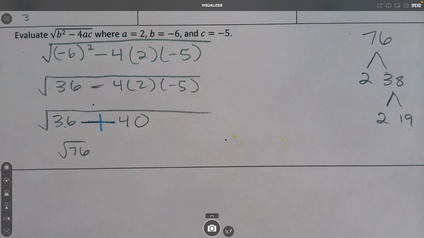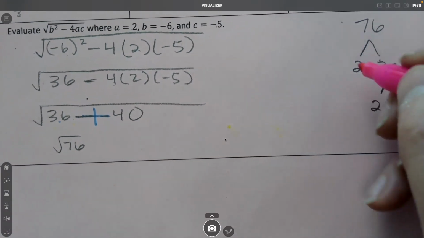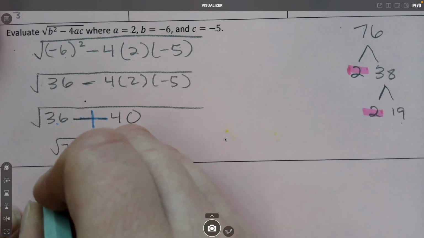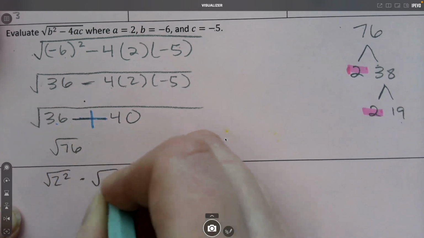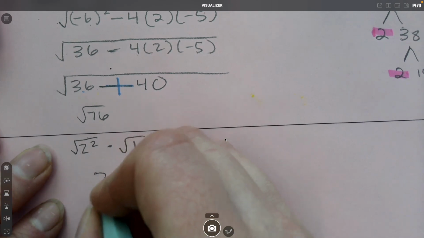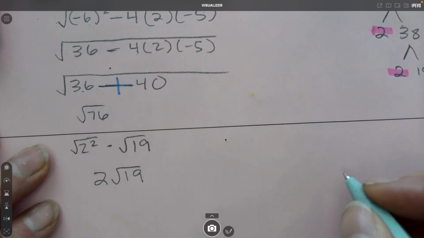So sometimes you have to look for tricks, like is it even? Can we divide it by 5? Does it end at a 5 or 0? So I've got the 2 that are the same. So I'm going to make this the square root of 2 squared times the square root of 19. And the square root of 2 squared is just going to be a whole number 2. My square and my root are inverses. So I get 2 square roots of 19.